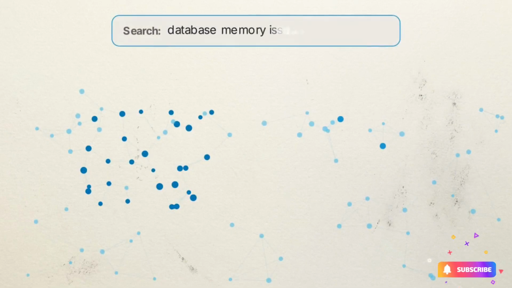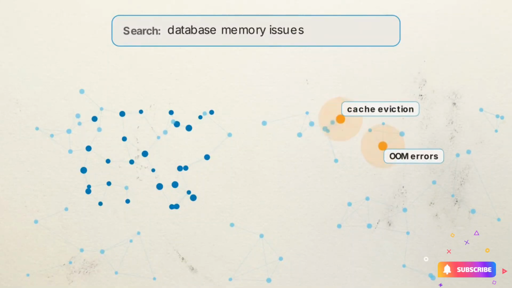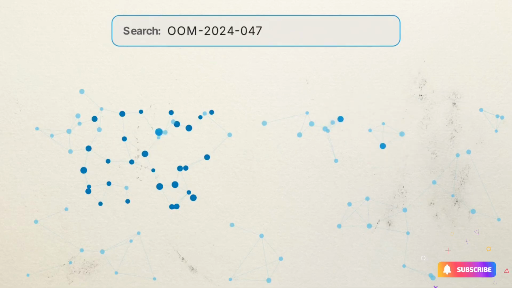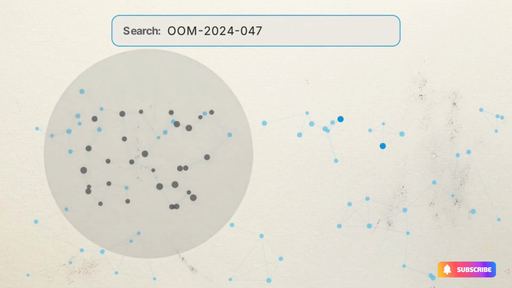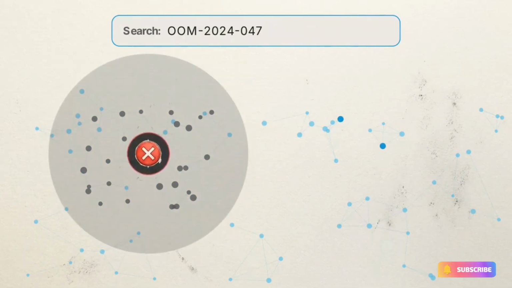Semantic search uses dense vector embeddings to understand queries. Searching for database memory issues highlights conceptual vectors for cache eviction and OOM errors. However, searching for a precise alphanumeric code, like OOM 2024-047, blends into generic error vectors without returning an exact match.